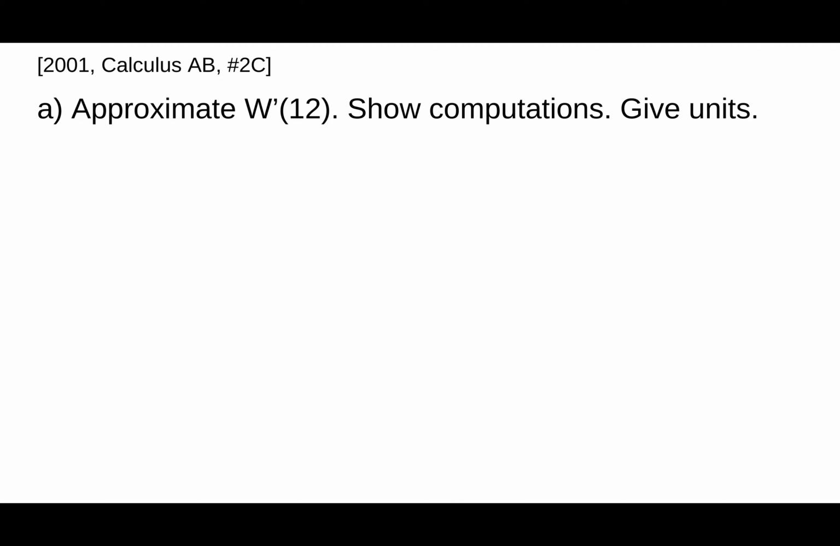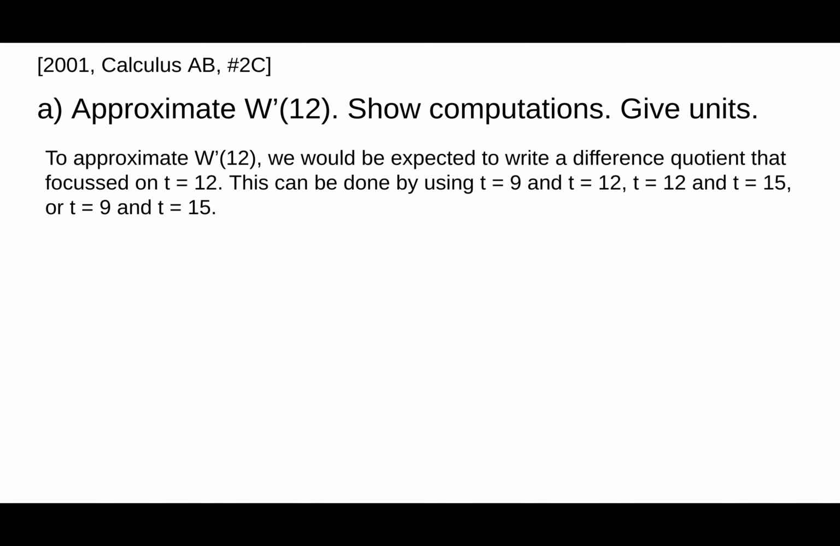So part A of the question asks us to approximate W prime of 12, show the computations, and give units. W of T is just a function that represents the temperature of the water in the pond at a given time, and since all we know about W at this point is the values in the table, we'll use the values in the table to approximate W prime of 12.